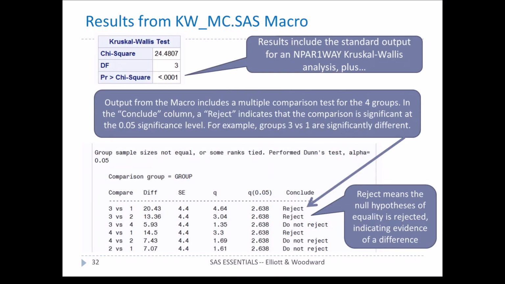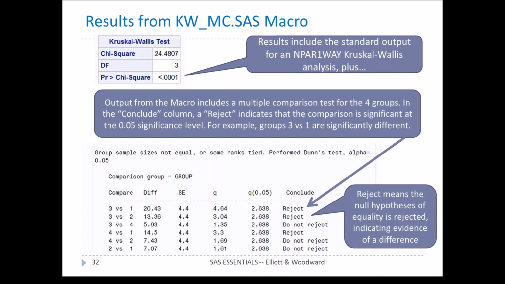All right, once we run that, we get some results. What we're mostly interested in is the Kruskal Wallis test. At the top of this slide, we see the Kruskal Wallis test with the chi-square, degrees of freedom, and p less than 0.001, which means, yes, we are finding that there is some difference between the groups. The output for the macro includes this multiple comparison test for these 4 groups. Notice in the conclude column, a reject indicates the comparison is significant at the 0.05 significance level, and do not reject means that it did not find significance at the 0.05 level.